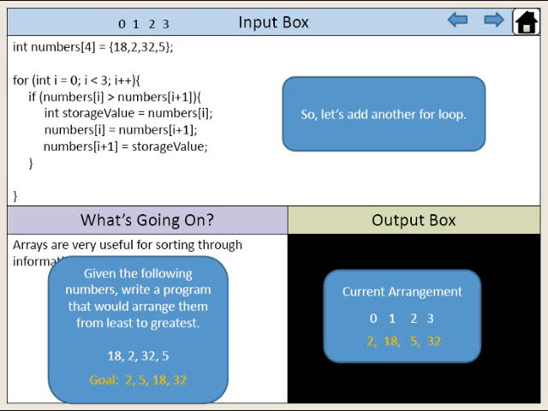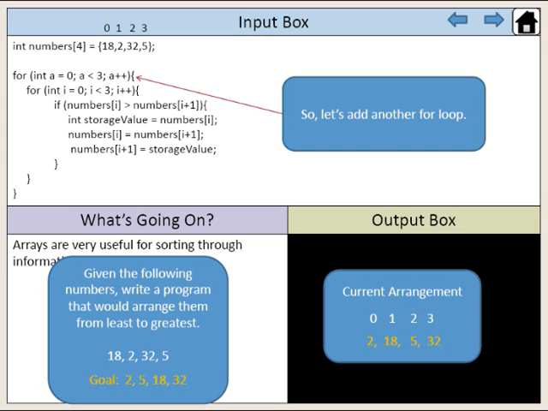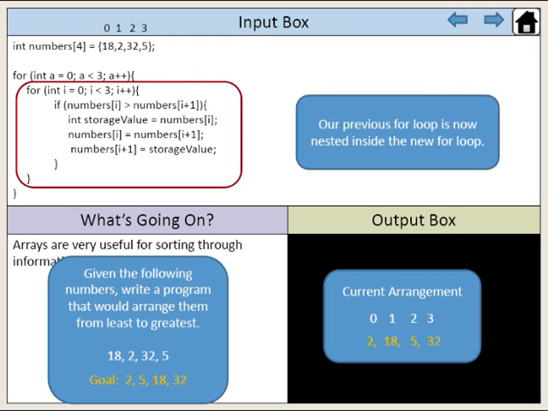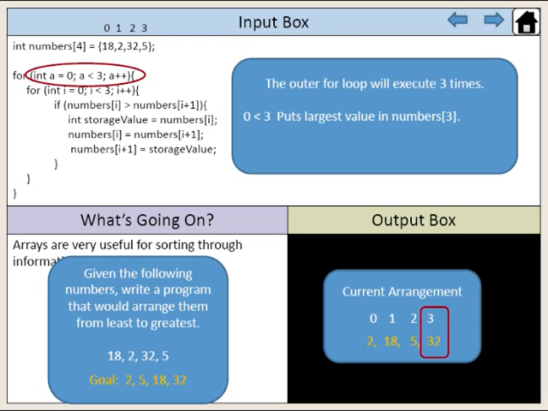So let's add another for loop. Our previous for loop is now nested inside the new for loop. The outer for loop will execute 3 times.